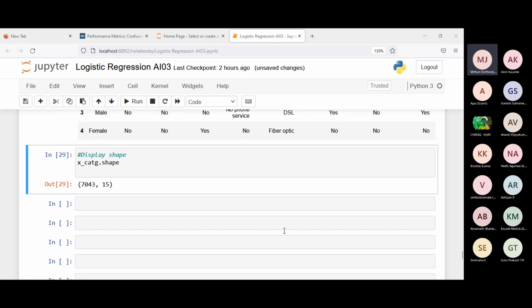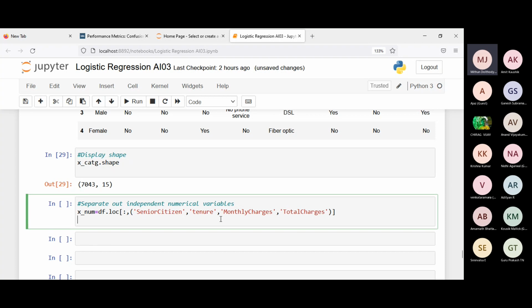Now, simultaneously, what we will do is we will separate out the numeric variables, correct? Variables like senior citizen, tenure, monthly charges and total charges. These are all numeric variables. We can use the df.log function, right? And we can just take out all the numeric variables. So the entire data set has now been split into 2 portions, right?